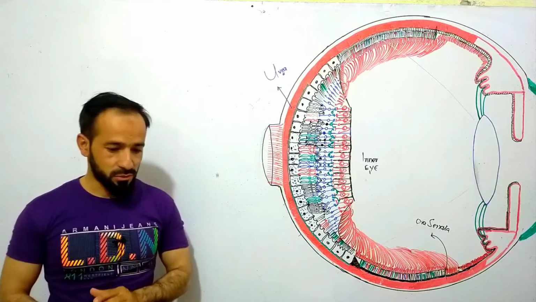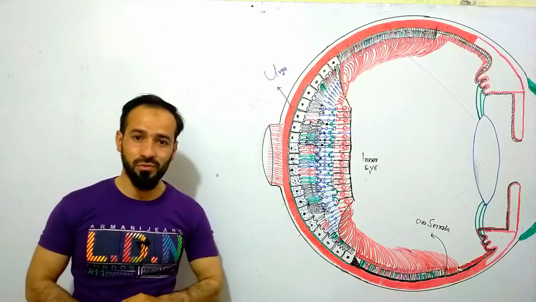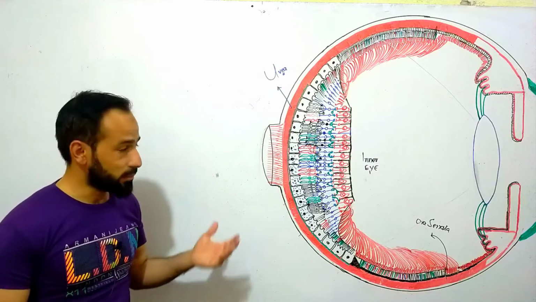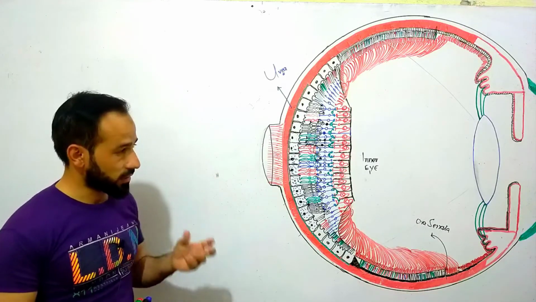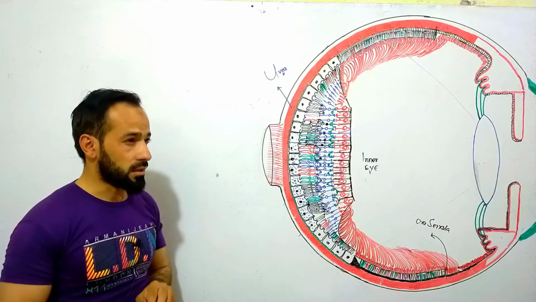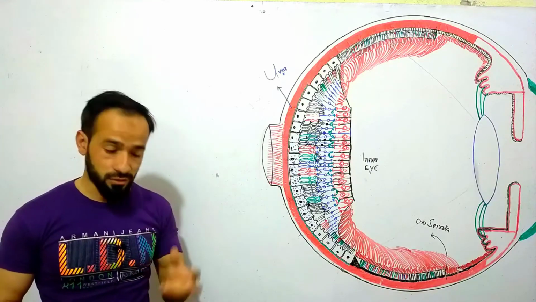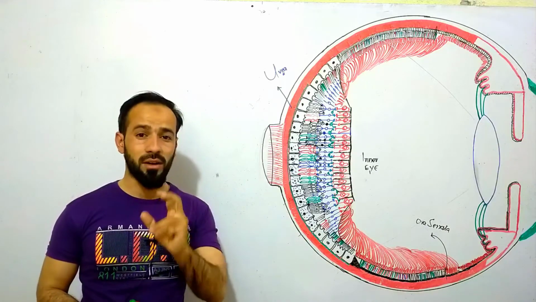Dear friends, as you know, we are discussing the structure of the human eye. So we are now again with a new lecture regarding a very important part of the human eye, that is the eye lens, right? So we are right now discussing the eye lens.